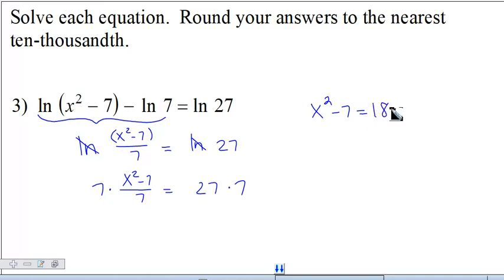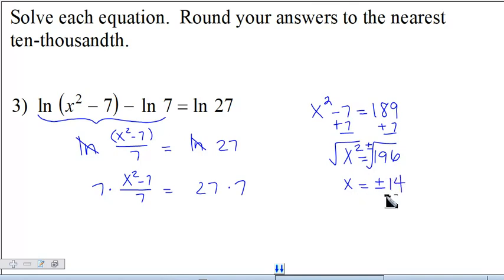So I've got x squared minus 7 equals 189. Now I'll add 7 to both sides. So x squared equals 196. And then finally, I will take the square root of both sides and make sure to add a plus or minus on the answer side. My final answer is x equals plus or minus 14.